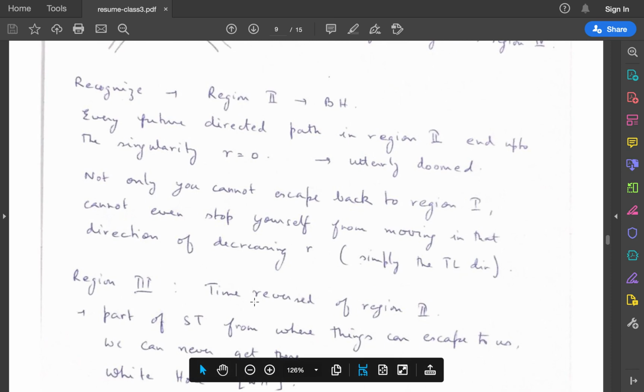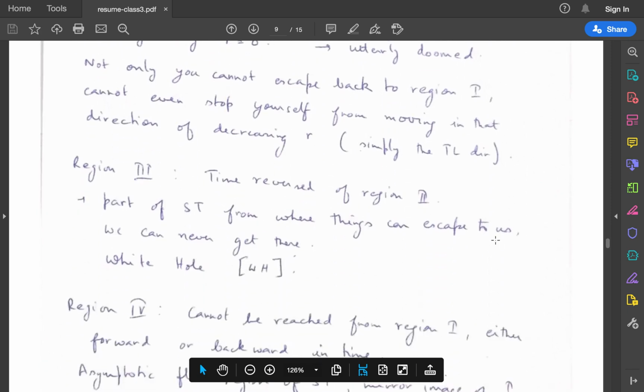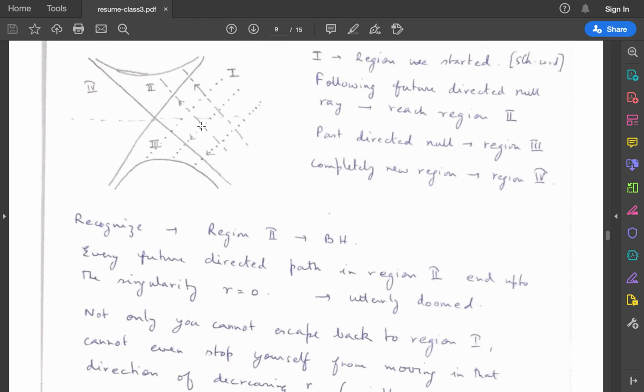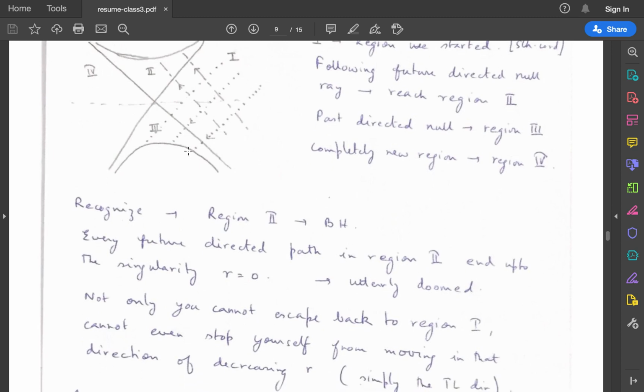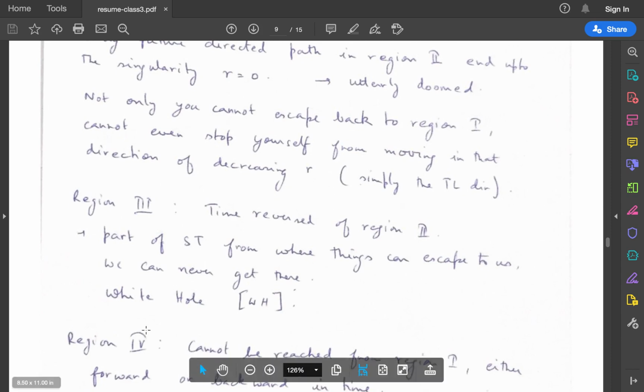Region 3 is the time reversal of region 2. It is the part of the spacetime from which things can escape to us, but we can never get there. This is also known as a white hole. Everything can emerge from here, but we cannot go in this direction. So this is the past directed light cones, the part of the spacetime where things can escape to us, but we will never be able to go there.